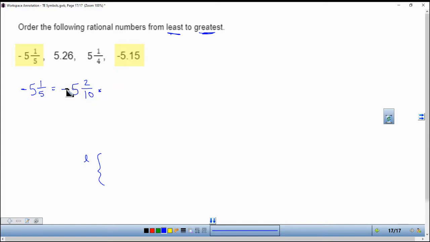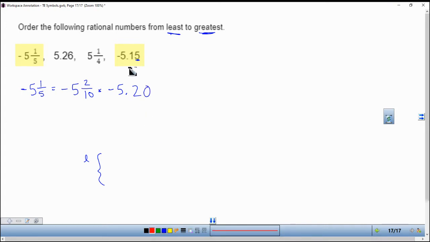So negative 5 and 2/10, you would write that as a decimal as negative 5.2. So again, when you get to 10 or 100 easily, you can change that easily into a decimal. Now, our other decimal has a number in the hundredths place. So I want to make this decimal also go to the hundredths place. So what I'll do is I'll annex a 0.